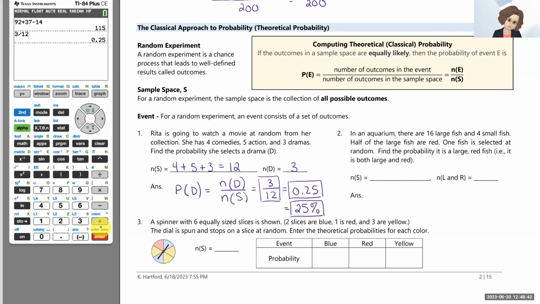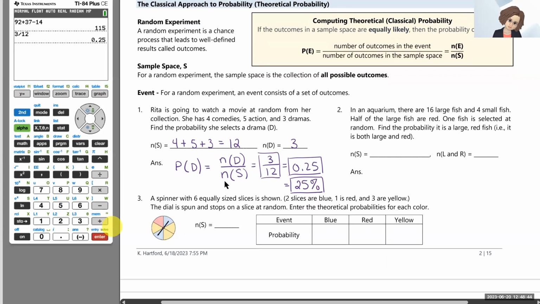All right, number 2. In an aquarium, there are 16 large fish and 4 small fish, and half of the large fish are red. 1 fish is selected at random. We'll find the probability that it is a large red fish. In other words, it is both large and red, so it satisfies both conditions.